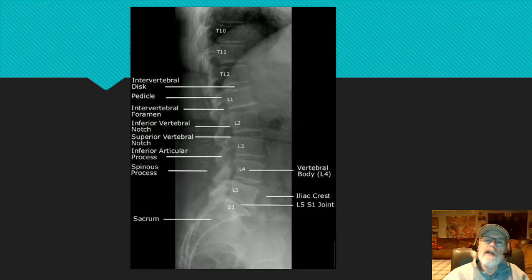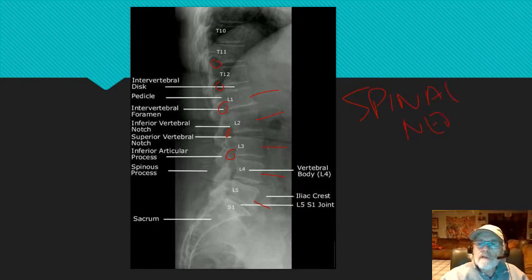This is just looking at an X-ray. Here's L1, L2, L3, L4, L5, and you can see they're pretty big and boxy. Here are the intervertebral foramina. What comes out of those? Spinal nerves. You can see the body, and you can see the spinous processes coming out the back. So that's pretty much what you'd have expected.